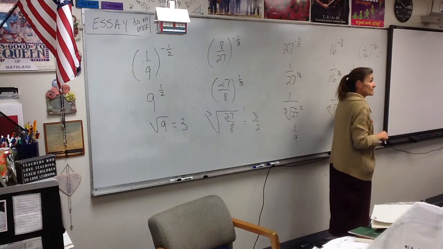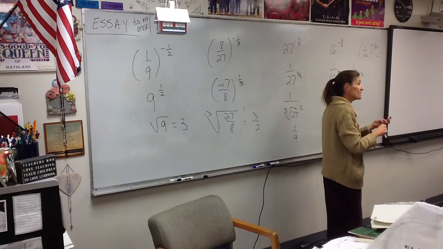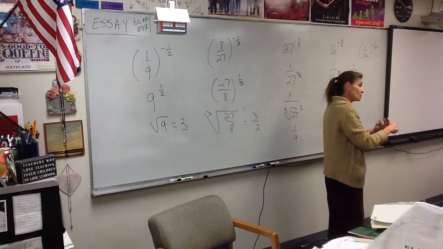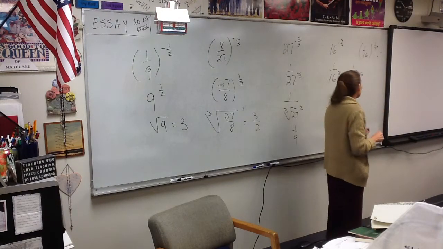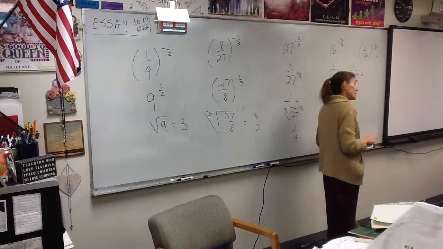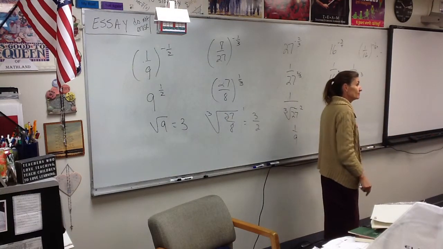So the 4th root of 16 is 2. And you need to know that 2 times 2 times 2 times 2 is 16. So the 4th root of 16 is 2. And then you cube that, and that's how we got 8, because 2 times 2 times 2 is 8.